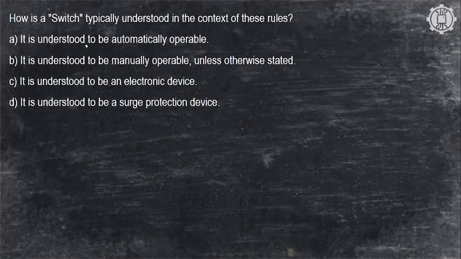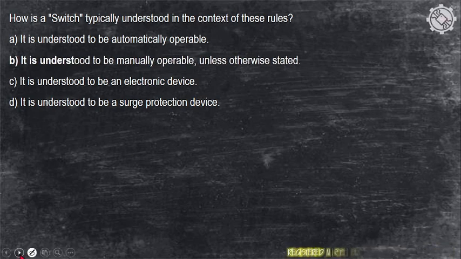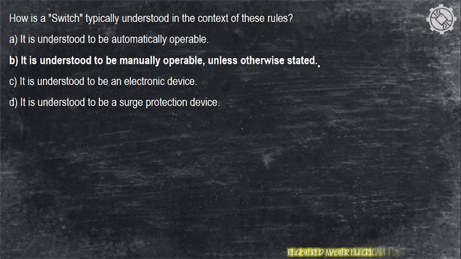Next. How is a switch typically understood in the context of these rules or according to the PEC Part 2? Okay, so the correct answer is letter B. So manually operable siya unless it is stated as automatic.